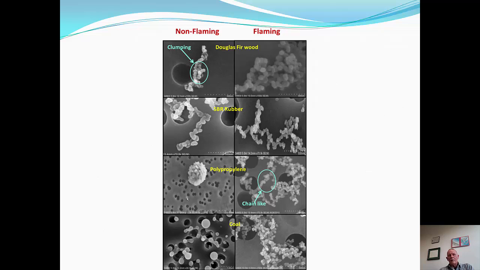These are all non-flaming fires, and you can see you can get a lot of clumping, almost becoming spherical, more clumping from fires that don't flame, whereas from the fires that really do flame, you can see it's pretty consistent, regardless of the type of material you're burning, that they all produce these very tiny particles, and they sort of coagulate or chain themselves together to form a much larger particle.